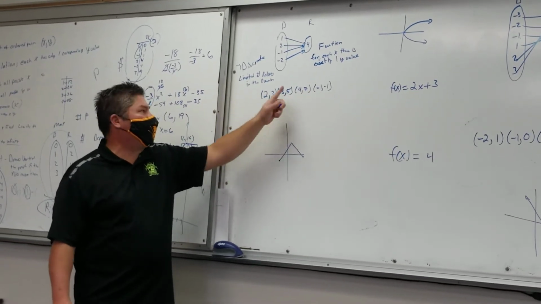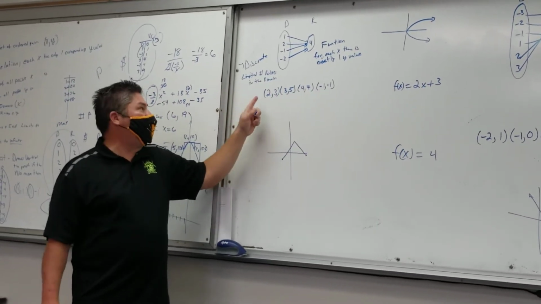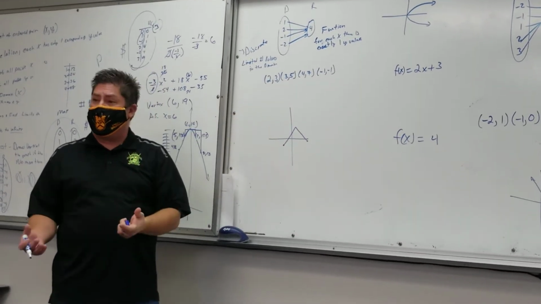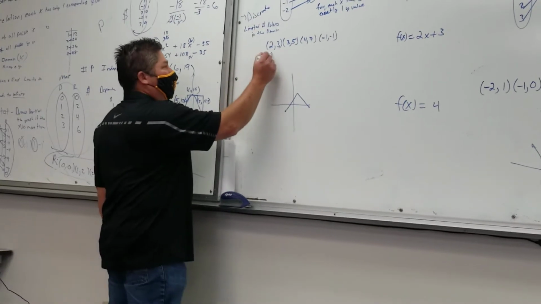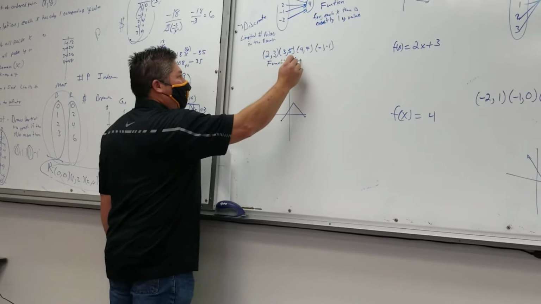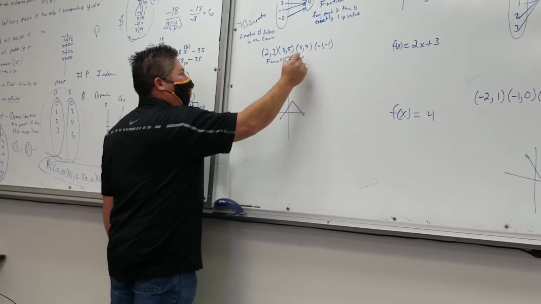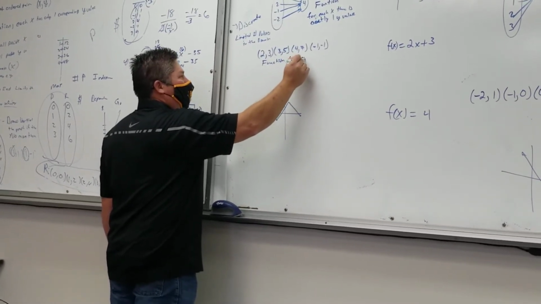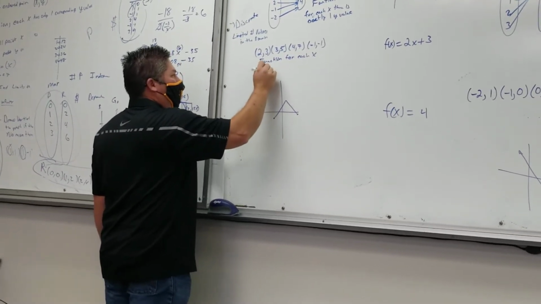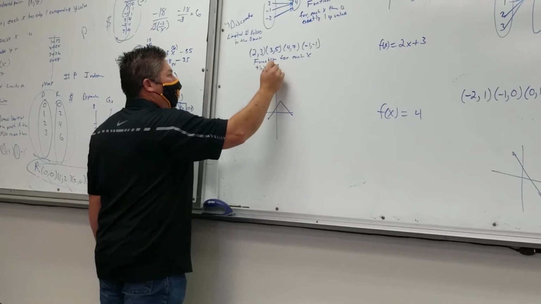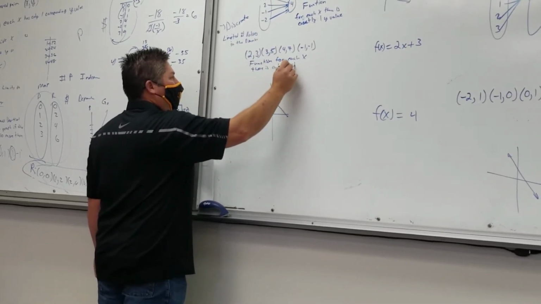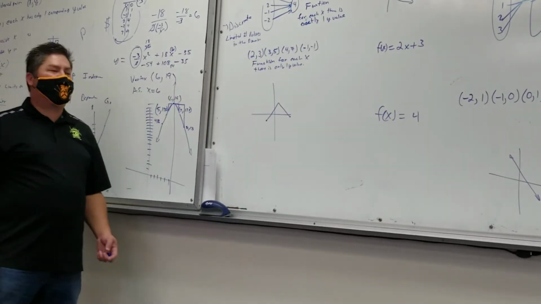So if any x is duplicated when written this way as a set of ordered pairs, it would just be a relation, it wouldn't be a function. But this is a function. Again, for each x, there is only one y value. Okay? And that's how I know it's a function.